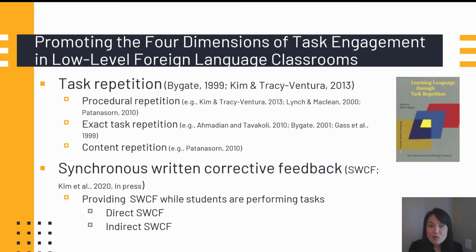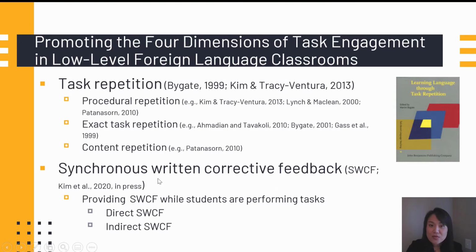I have done a lot of research on task repetition so far, and there have been three different aspects of task repetition: procedure repetition, exact task repetition, and content repetition. And the second topic is synchronous written corrective feedback.